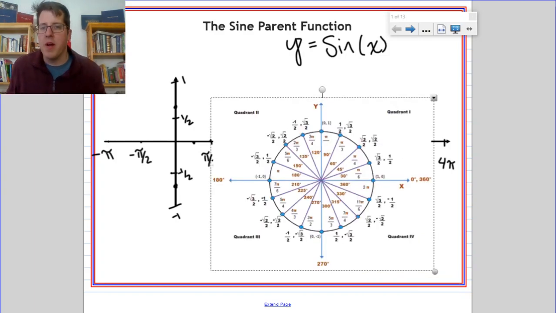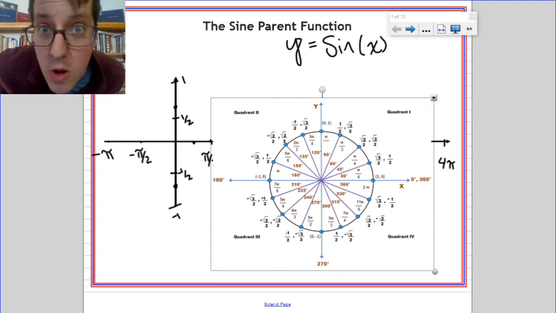All right, here's your daily reminder. If you don't know the unit circle, you must learn the unit circle.